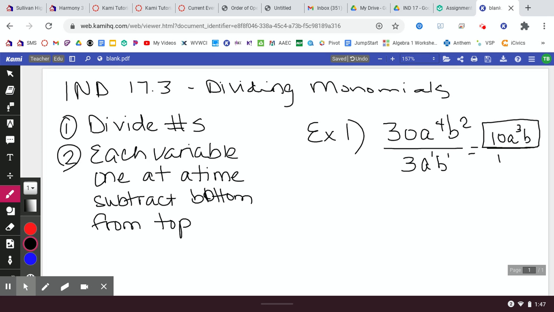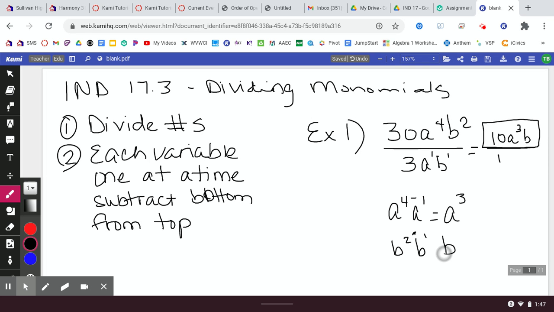The math way to do it is you've got A to the 4 and A to the 1, and the step says that you subtract the bottom from the top. And so if you've got A to the 4 minus A to the 1, right, you get A to the 3. You get the same answer either way. For the B's, you have B squared and you have B to the 1, and it says for division problems you subtract, right?